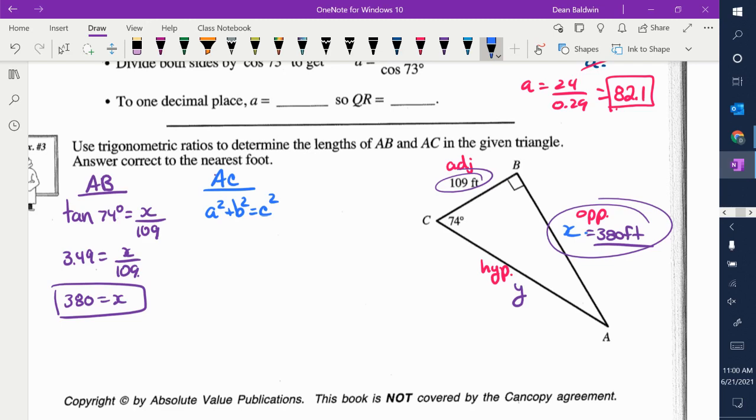So A and B doesn't matter. We can just go 109 squared plus 380 squared is equal to y squared. And if you do all that, I'm going to get 156,281 is equal to y squared. How do I get y?